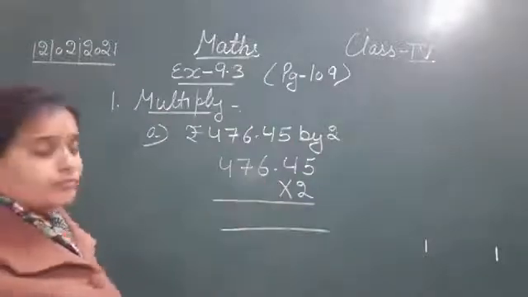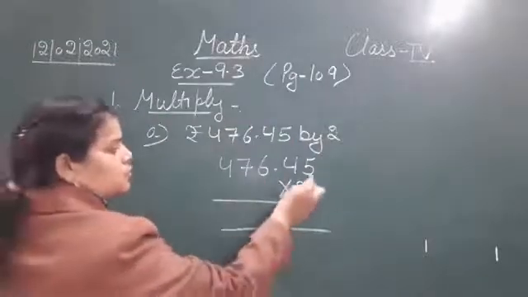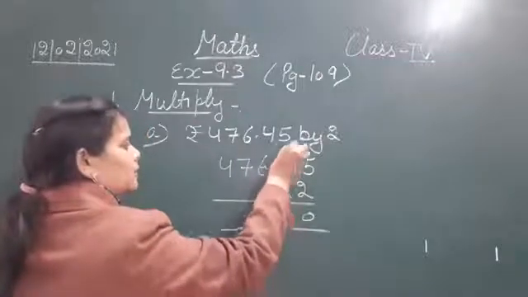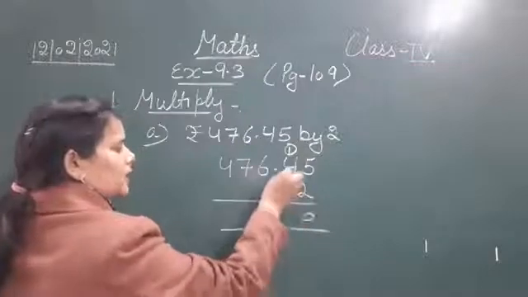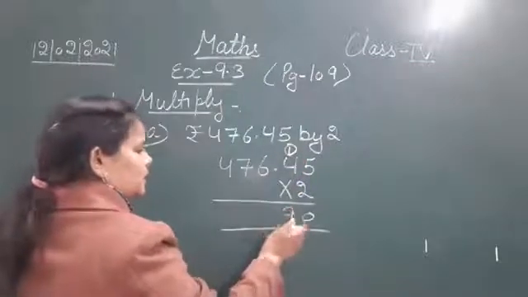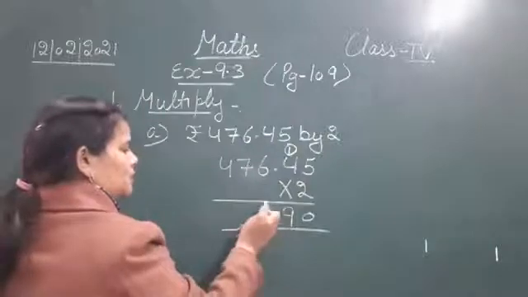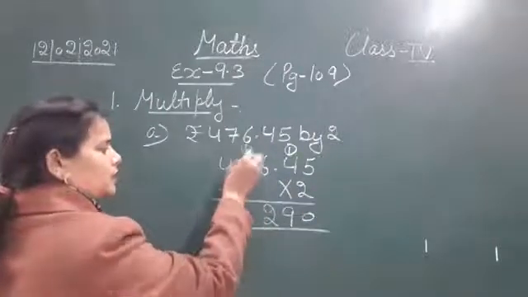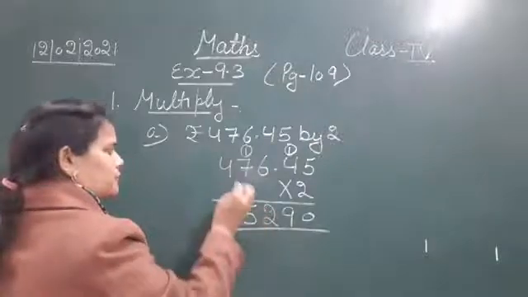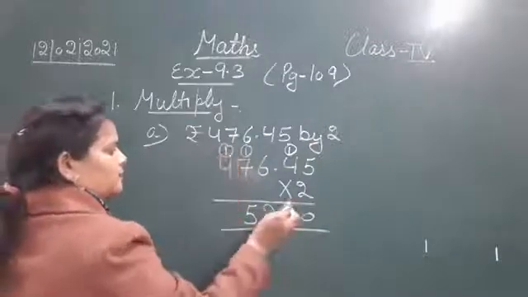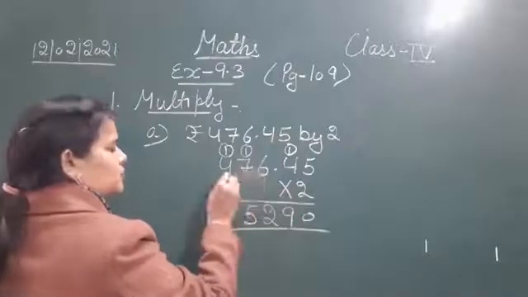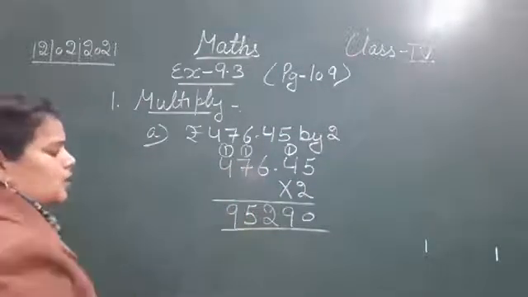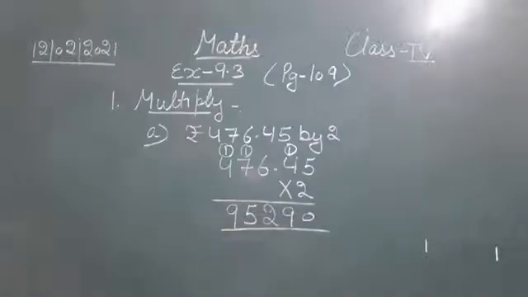So 2 5s are 10, 0 and 1 will be carried to the next number. 2 4s are 8 plus 1, that is 9. 2 6s are 12. And 2 7s are 14 plus 1, that is 15. Then 2 4s are 8 plus 1, that is 9. So we have done the simple multiplication.